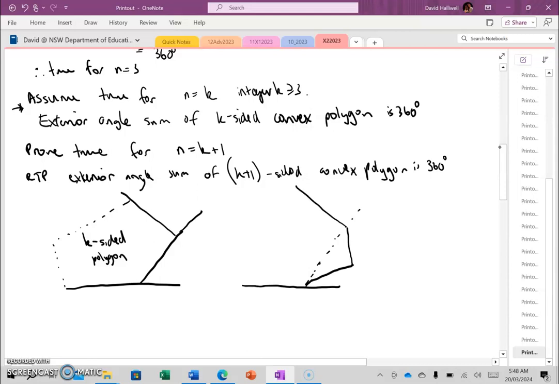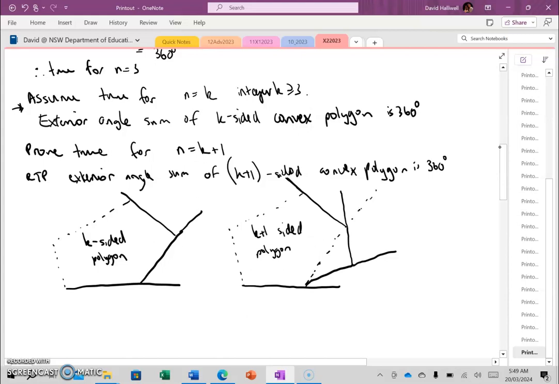Okay, it's still got this side here. Okay, so you can see I've removed one side and added 2. So this will be a k plus 1 sided polygon. And the key thing is we need to consider exterior angles here. Exterior angle here, which will be here. Exterior angle here.